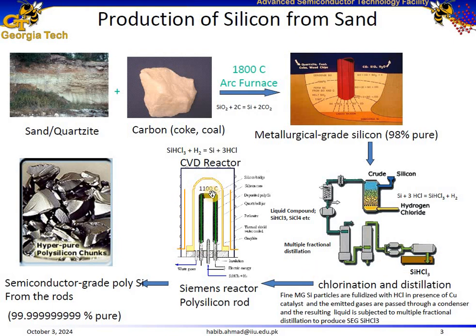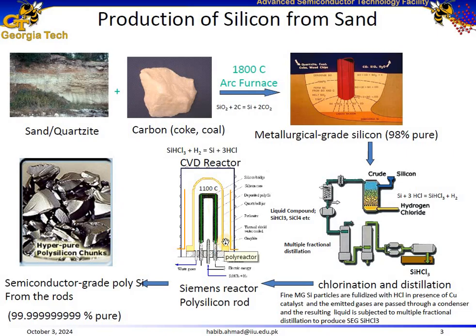The next step is chemical vapor deposition process. In this step, the purified trichlorosilane is then fed into a chemical vapor deposition reactor at a temperature of 1100 degrees C. Inside the reactor, this trichlorosilane reacts with hydrogen, depositing silicon on rods in the form of hyper-pure polysilicon chunks.